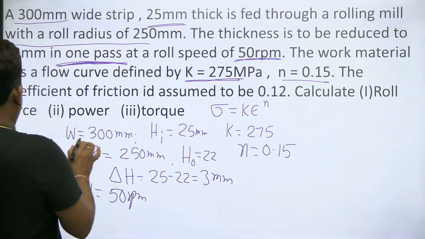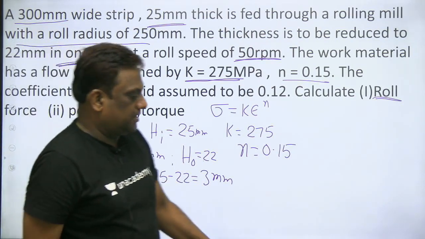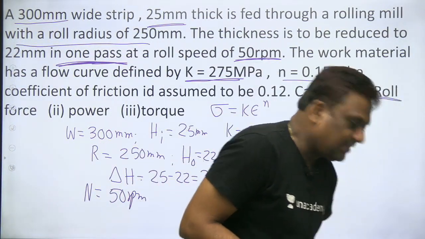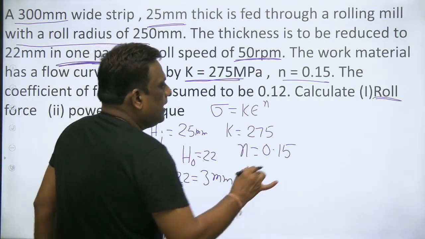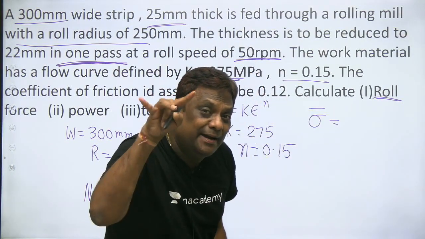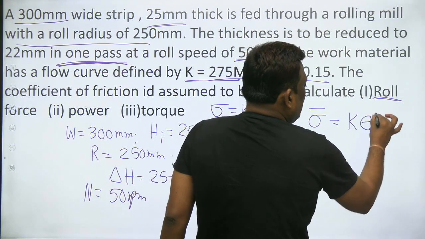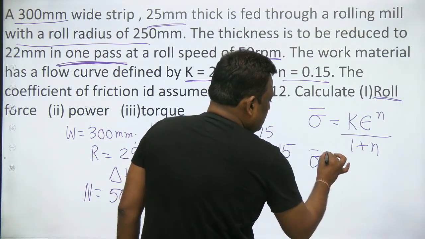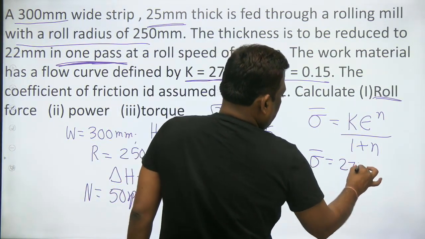What is he asking? What is the roll force, that is F average? I'll keep my calculator ready. Let's do everything we have studied very neatly. Let's calculate sigma average. From the first class, fundamentals of metal forming, sigma average is K epsilon to the power n by 1 plus n. So sigma average will be equal to K, which is 275, epsilon.